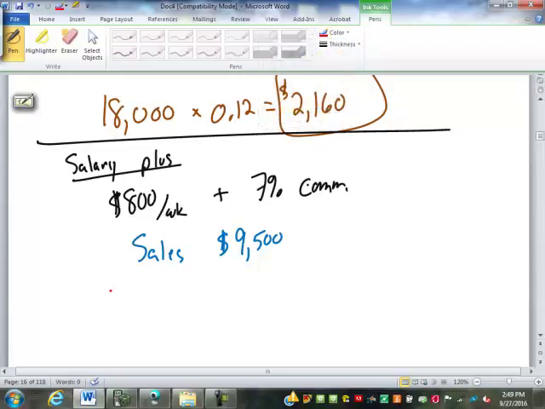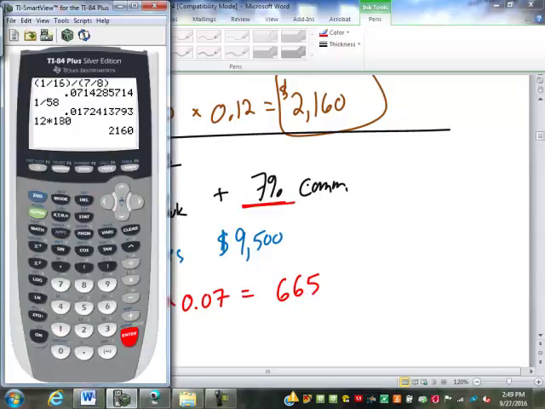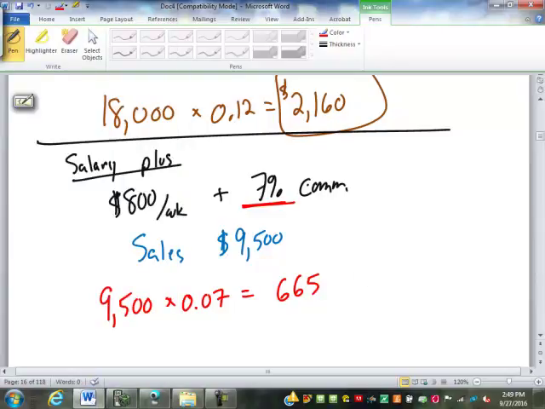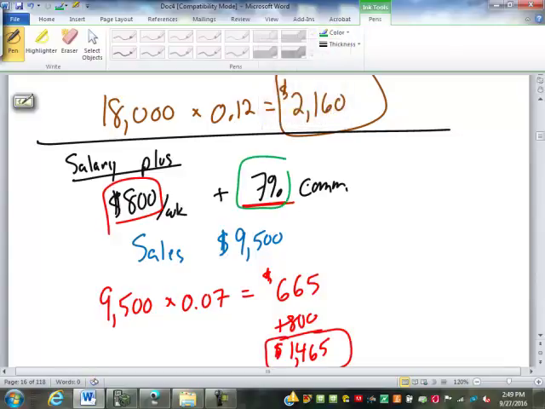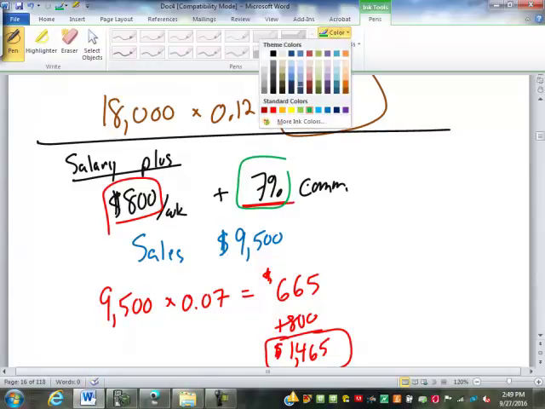Well, you're going to take your sales of $9,500. What are you going to multiply it by? 7% becomes 0.07, which is going to give us what? $665? Yes? No? Yep, $665. And then we're going to add to that the $800 for our base pay. So $1,465. You'll notice the commission rate was significantly lower because you have that base salary.